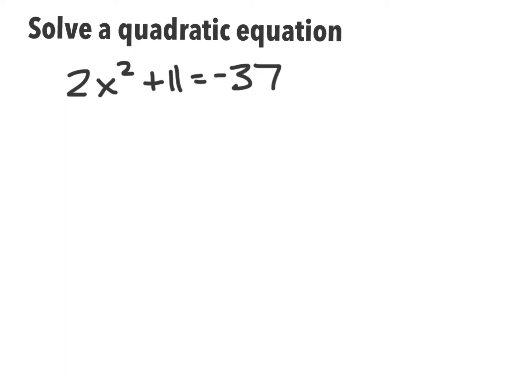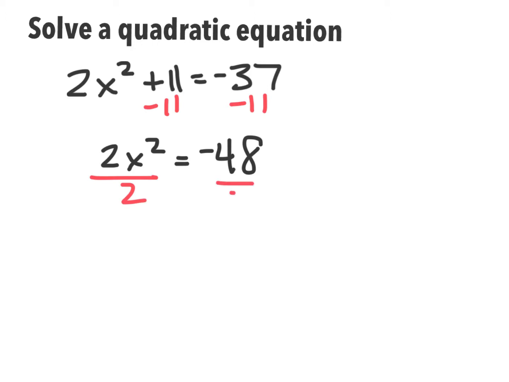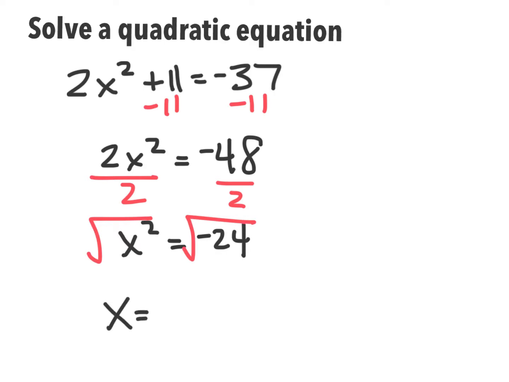All right, but now let's try to use those same rules to solve a quadratic equation. So here I'm going to try and get my x squared by itself. I'm going to subtract 11 from each side. Get 2x squared equals negative 48. And then we'll divide each side by 2. So x squared equals negative 24. And then anytime that I bring in this square root, I've got x equals plus or minus. Right? Now let's think about the square root of negative 24.